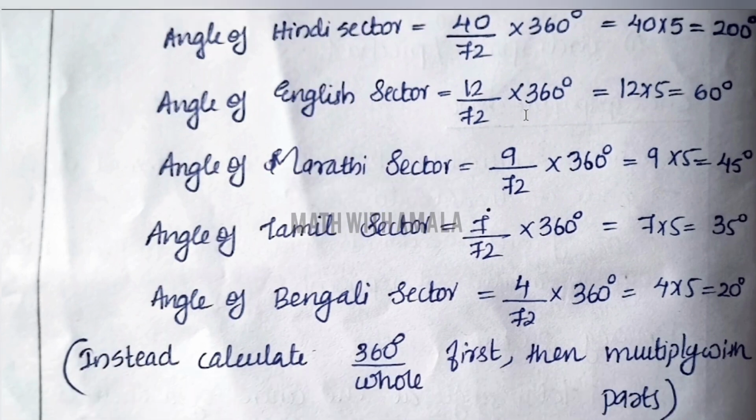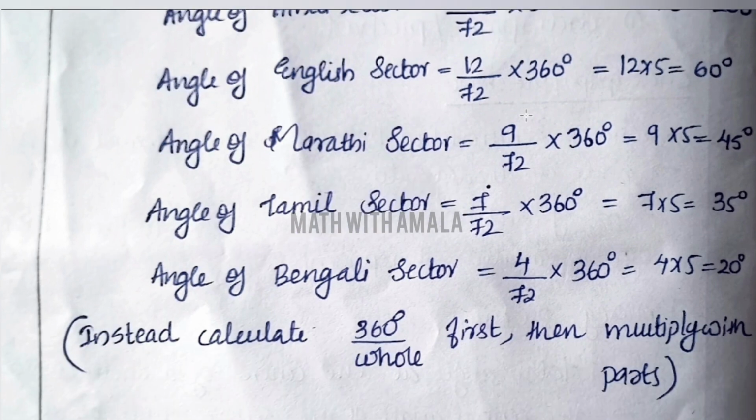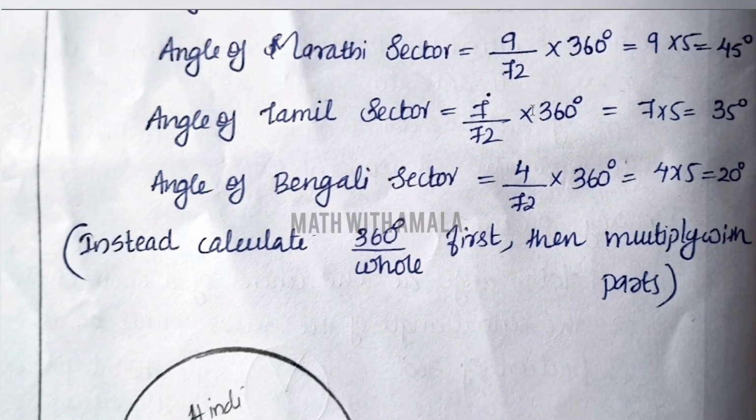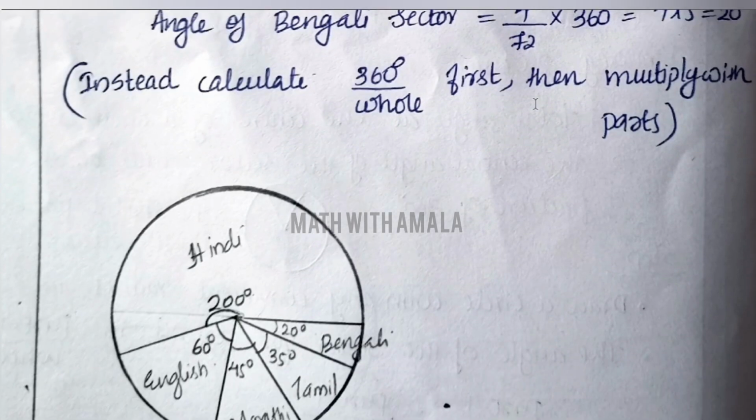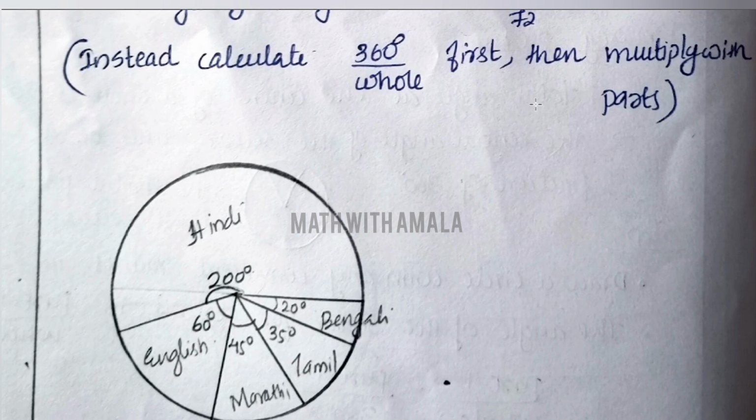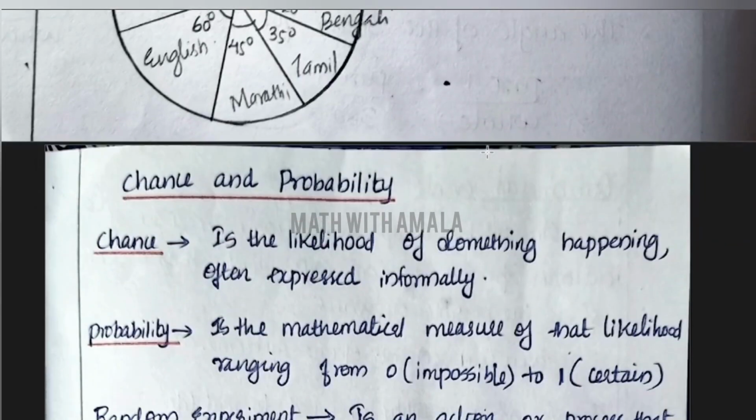Then for English, it is 60 degrees. For Marathi, it is 45. For Tamil, it is 35 degrees. Bengali, it is 20 degrees. In another way, you can calculate 360 divided by the whole first. Then you can multiply it with the parts. Then you will get the exact sectors of the given circle. So here Hindi covers 200. While you are marking, you should be very careful with the protractor measurements. And also, 200 is greater than 180 degrees, so you have to add 20 degrees to this 180 degrees. Likewise, you can proceed till 20 degrees.